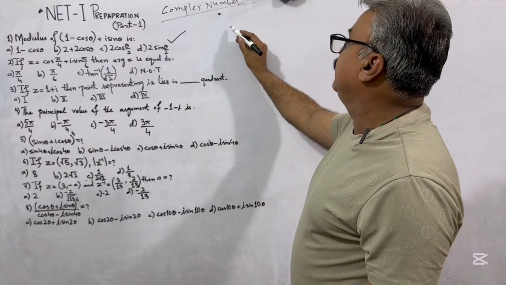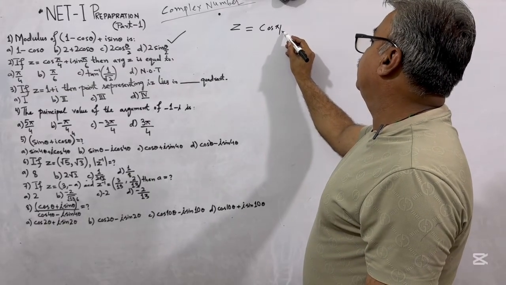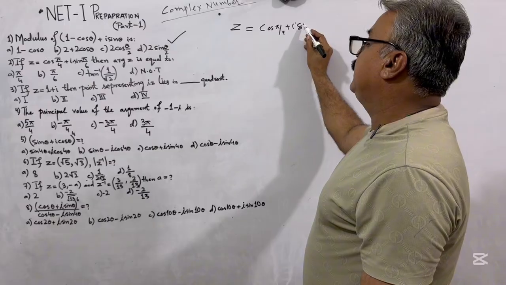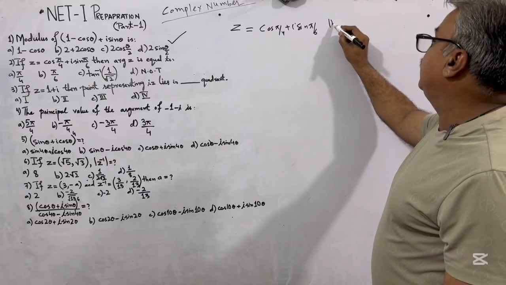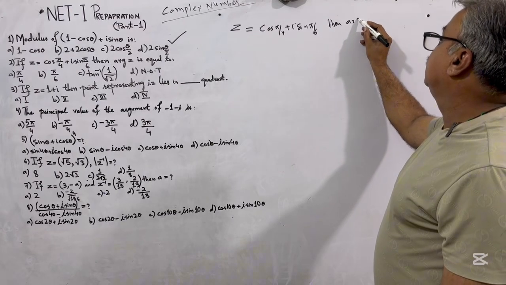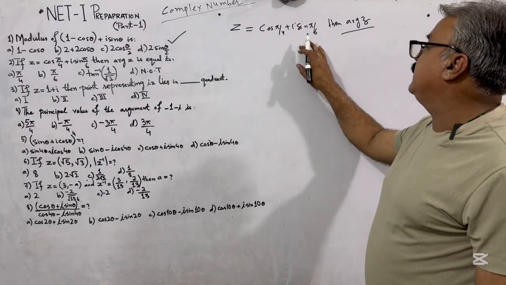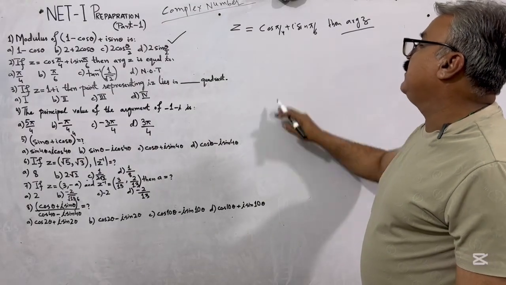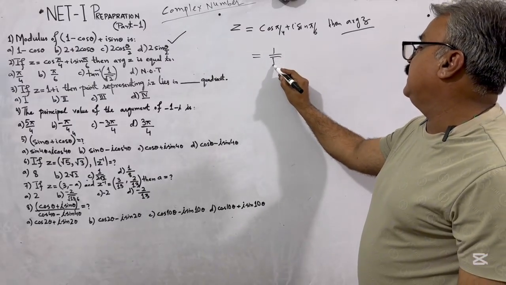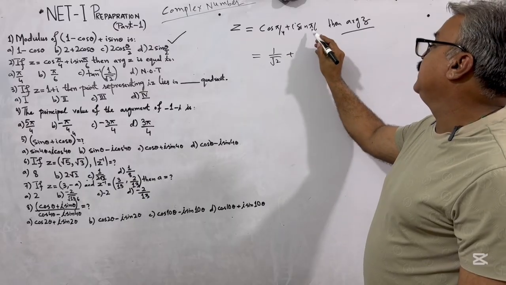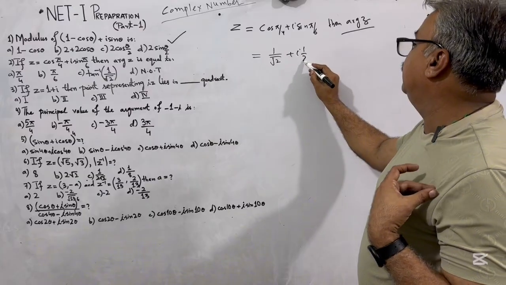Question number 2, we are given z equal to cos pi over 4 plus iota sine pi over 6, then the argument of z. Don't bother yourself: there is pi upon 4 and pi upon 6, they are not the same. If they had been similar, we could have easily merged them. What is the value of cos pi upon 4? Write down 1 over square root 2 plus sine pi upon 6, which I think is 1 over 2.